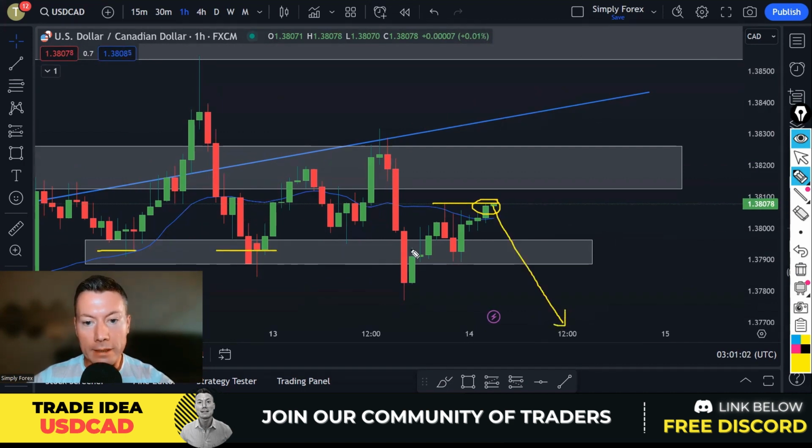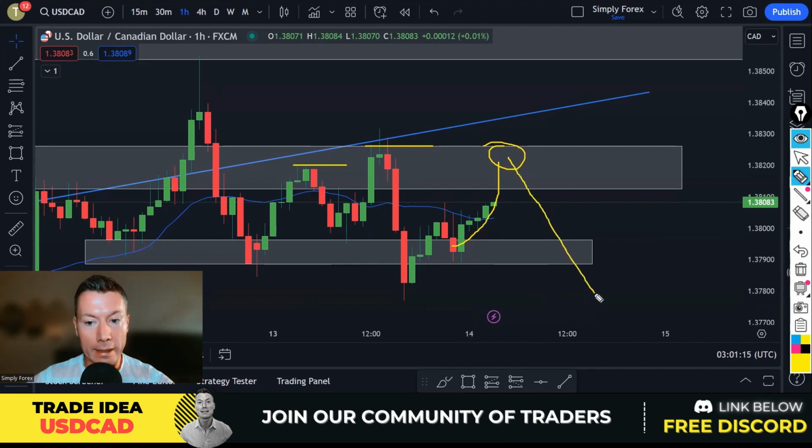This level through here is still important, and I would like to see us break this level as well. Or price comes all the way back up to these last highs, these last highs in here, and we get a bearish reaction. Again, I will start selling, guys. So it's all about the US dollar today.